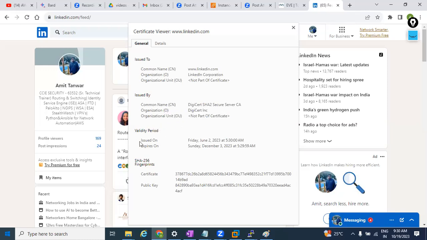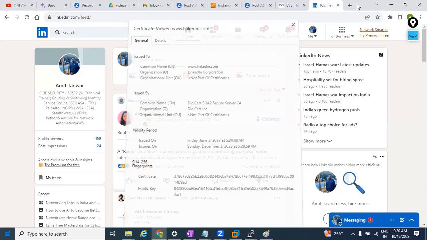Validated period here. Issued on what? Friday, June 2nd, 23 at what time? 5:30 a.m. Expire on December 3rd. So till that, this is valid. And these are the fingerprints here. Fingerprints means signature. Okay. So this is one.